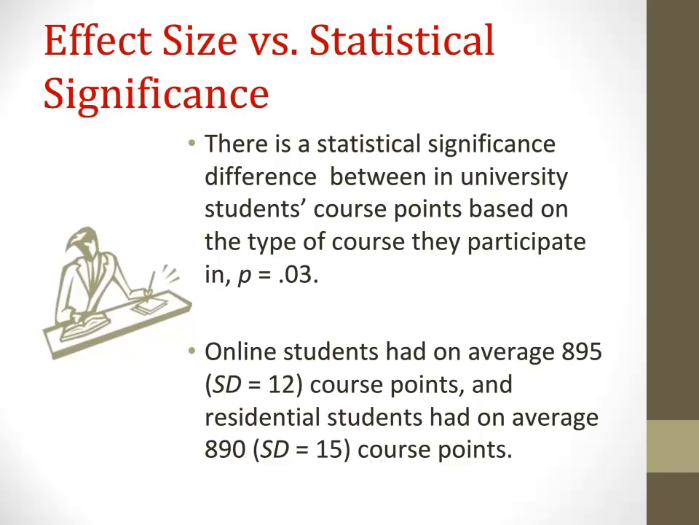So, in addition to statistical significance, we also want to take a look at the magnitude of difference in the actual score units. Here we're looking at the differences between course points. And we ask ourselves, are the course points different? Is the difference between the course points large enough to be of practical importance? Is one group passing the class and one not passing the class?